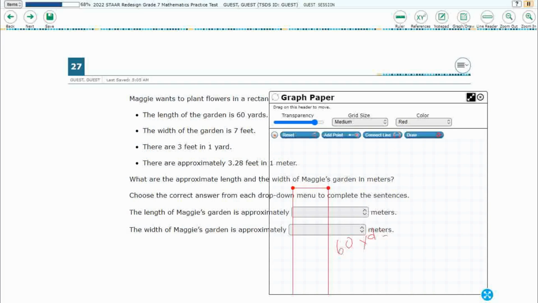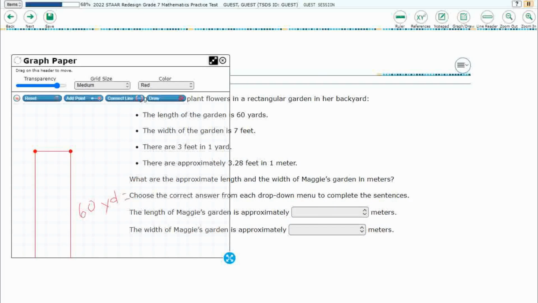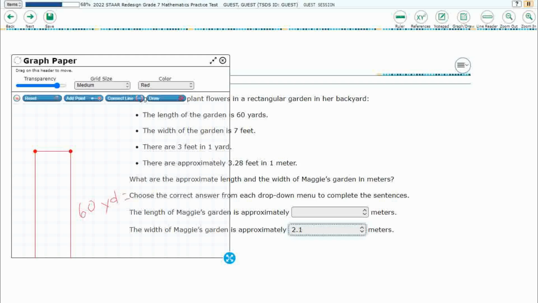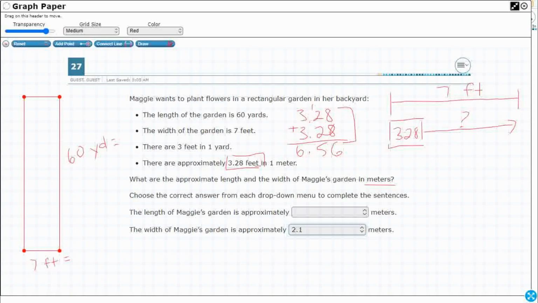And let's see what the answer selections are, because maybe I don't need to get more precise than that. Oh yeah, look at my answer choices. 2.1, 10.3, 23. It's going to be that 2.1, because that's the only answer choice that makes sense, because I can at least double it, but I can't really do much more than that. So that answers that one.